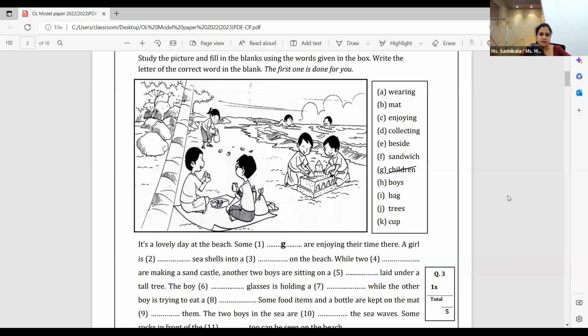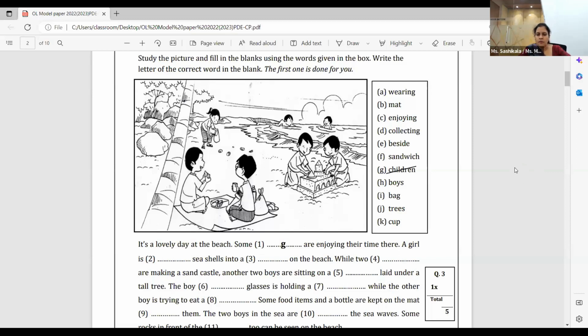It's a lovely day at the beach. Some children are enjoying their time there. A girl is collecting seashells. Now, what is this girl doing? She is collecting seashells into something. What is it? A bag. A girl is collecting seashells into a bag on the beach. Now, you can cut the two words that you have used in the blanks. Right. Next, while two are making a sand castle. So, what are they doing?